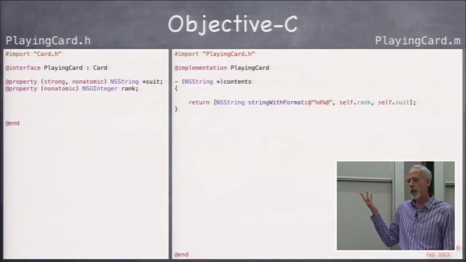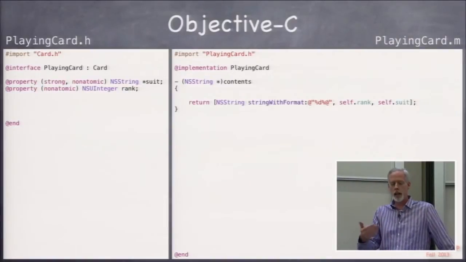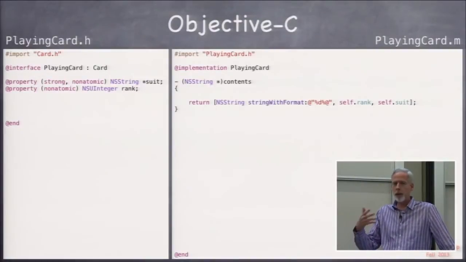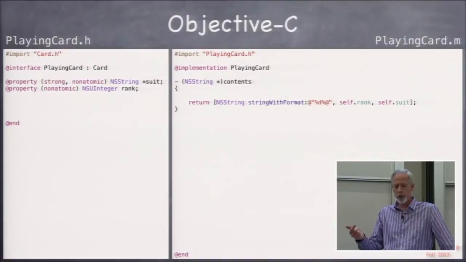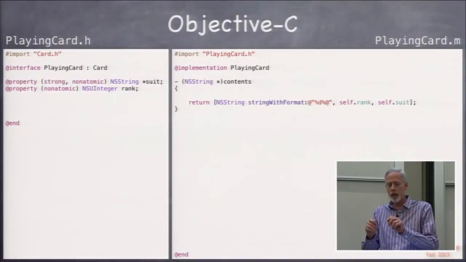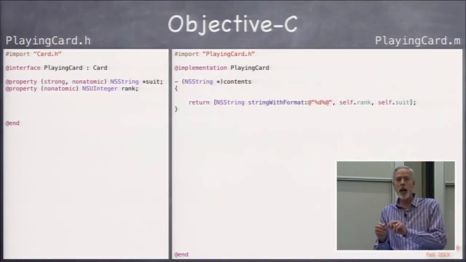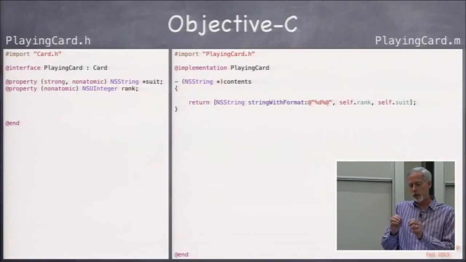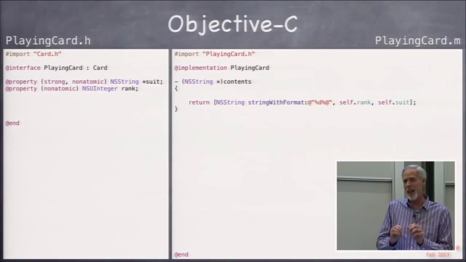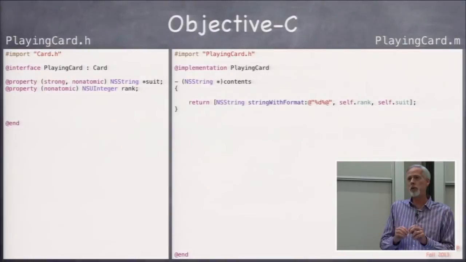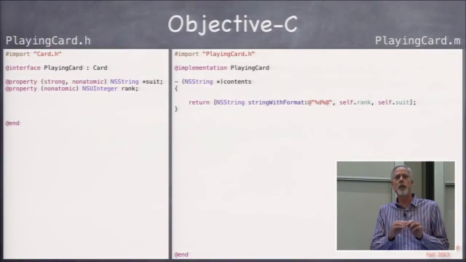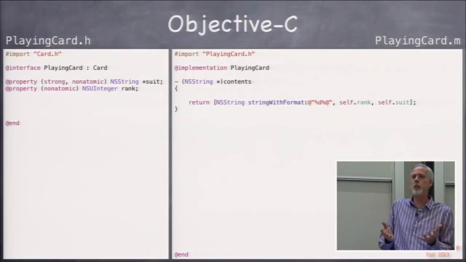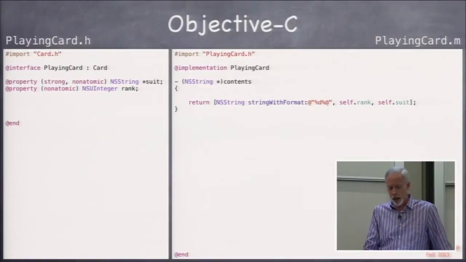Now, here's a way we could implement it. We could just return a string, and a string with format is like printf-ing a string. Don't worry about that syntax too much. I'm printf-ing a string with %d and %@. %d means an integer, %@ means an object, a string representation of an object. And then I'm just using the rank and suit. So this would be one way to do my contents. It's not a very good way because, for example, the jack of hearts would say 11 hearts. We want to say J, not 11. So this is not a very good way.